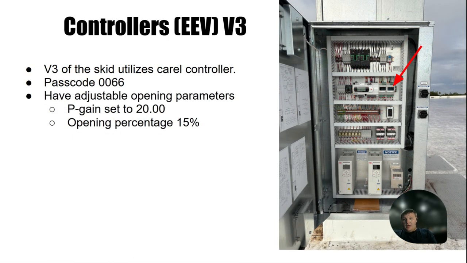EEV controller for the third version is a Carel EEV controller. It has a passcode of 0066, and it has some adjustable opening parameters. This is the new one that everybody's going to be using. We're going to want to set the opening percentage up to 15%. By default it is set to 50% and will flood the rack out if you're not careful. And then we're going to set the P gain in the PID loop for these to 20. What this allows the controller to do is operate, or the EEVs to open and close more quickly as superheat changes.